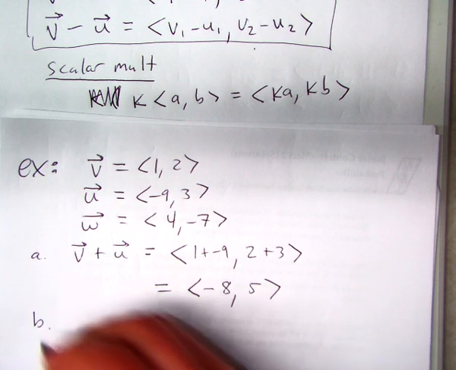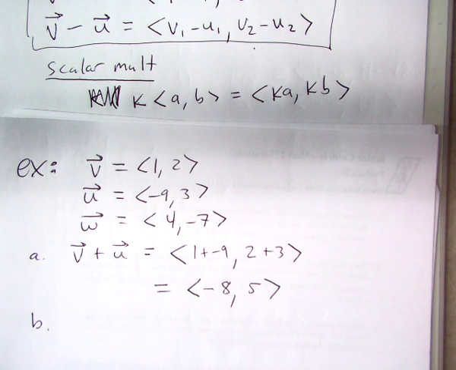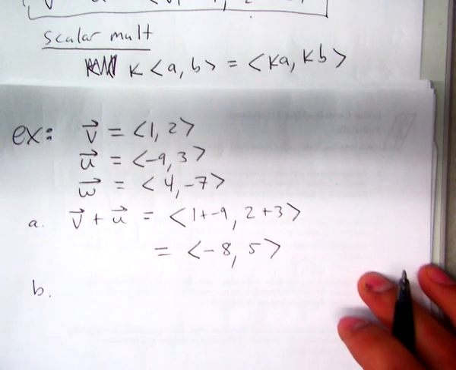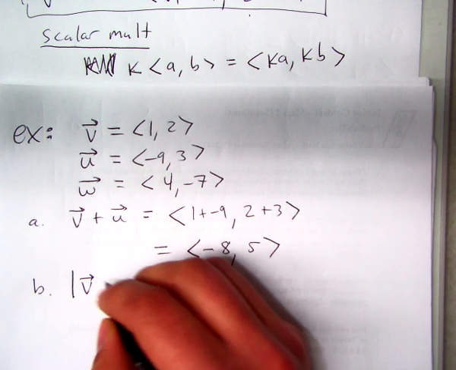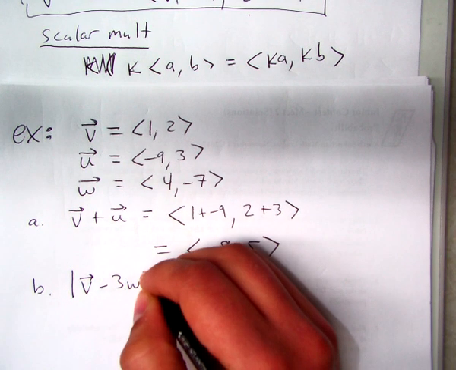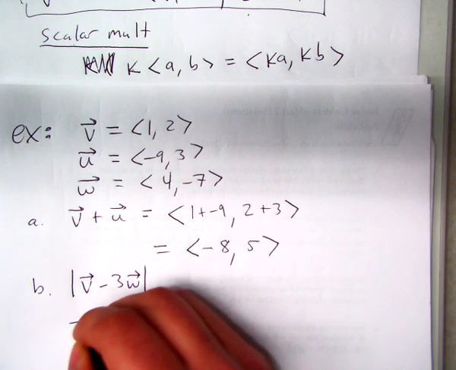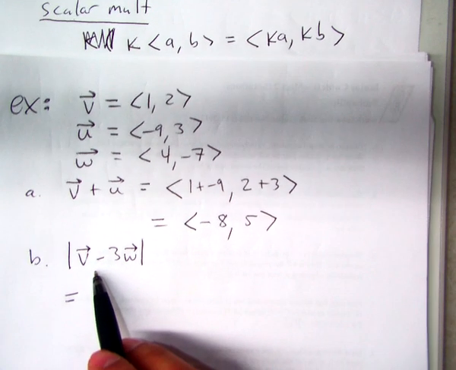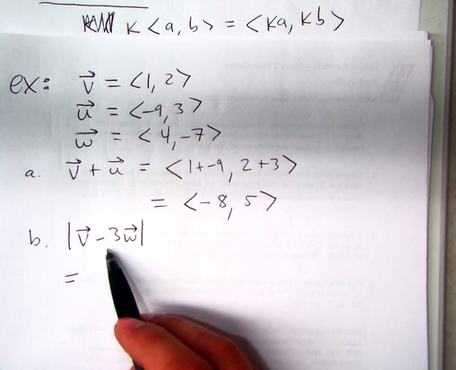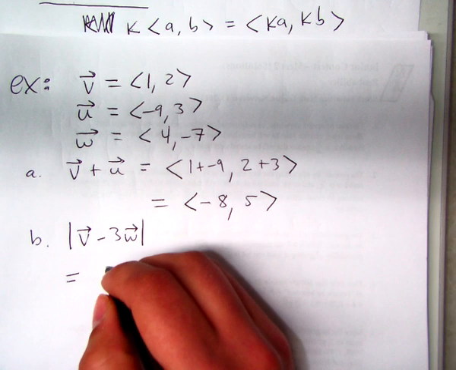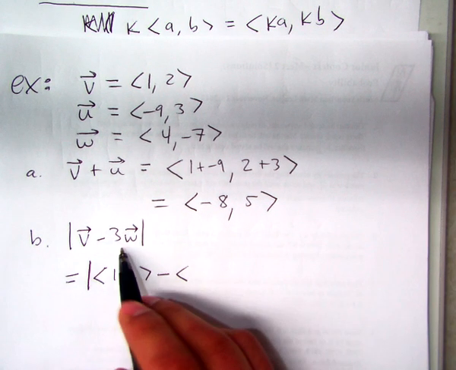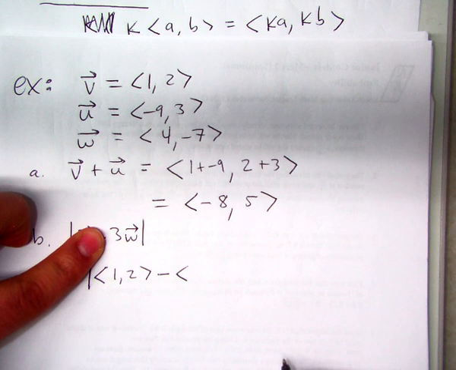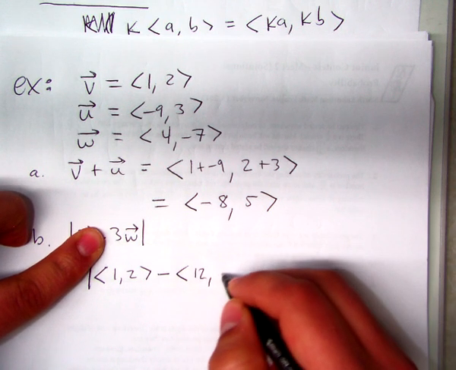What if I wanted to do this? Magnitude of V minus 3W. What do we do first? So let's write it out. What's V? V is 1, 2. Minus. What is, if I triple W, what do I get? 12 and negative 21.